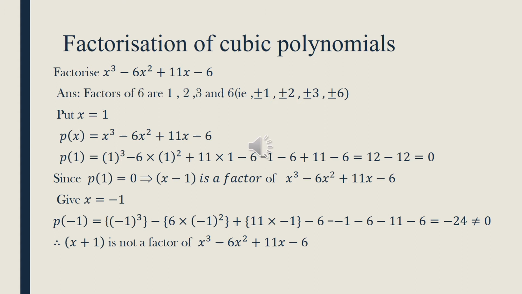Let us take the second factor, that is x is equal to negative 1. When we substitute x equal to negative 1 in our polynomial, we have p of negative 1 is equal to negative 1 whole cube minus 6 into negative 1 square plus 11 into negative 1 minus 6, which is negative 1 minus 6 minus 11 minus 6 equal to negative 24, not equal to 0. Therefore, x plus 1 is not a factor of our polynomial.